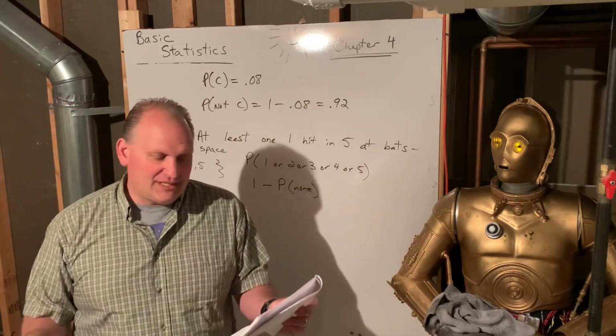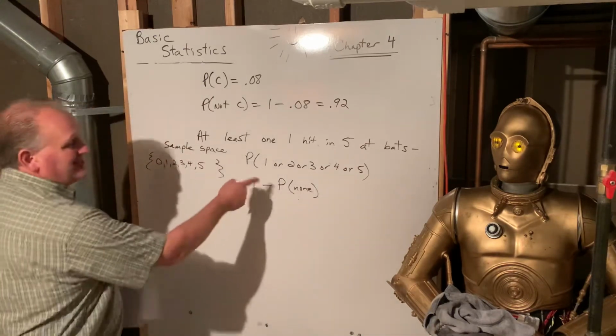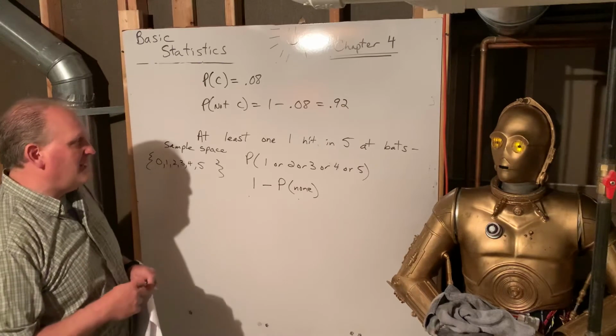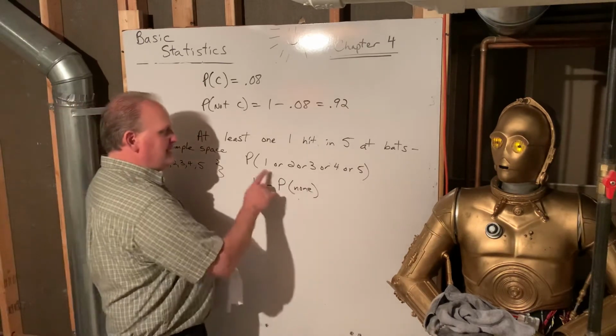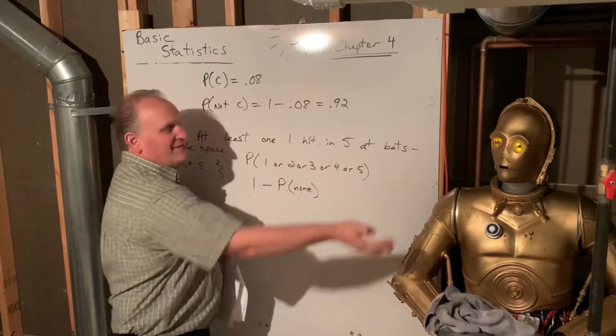So the complement is having no hits in 5 at-bats. And that's a good technique. Even if they said 2 or more, it would be easier to find 0 and 1 and add them together and take it away from 1 than find 2 and 3 and 4 and 5.